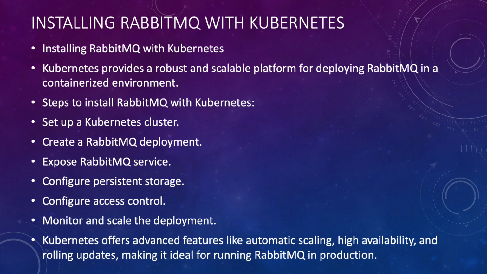Let's explore the process of installing RabbitMQ using Kubernetes. Kubernetes provides a powerful platform for deploying and managing containerized applications like RabbitMQ. Here are the steps involved. Set up a Kubernetes cluster. Begin by configuring and setting up a Kubernetes cluster. This can be done using tools like Minikube for local development, or managed Kubernetes services like AKS, GKE, or EKS for production environments.